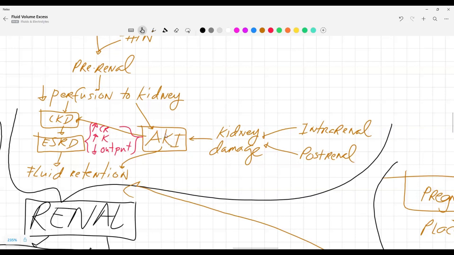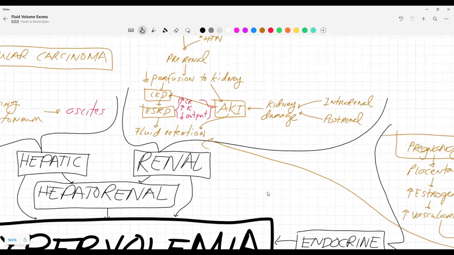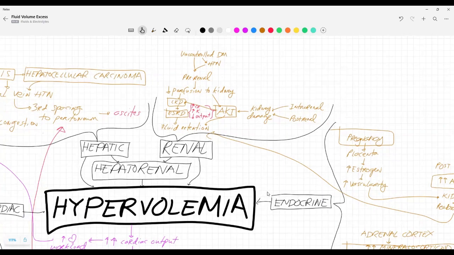And then again, AKI or ESRD can cause fluid retention because the kidney is not able to excrete the fluid. And so that could cause hypervolemia.